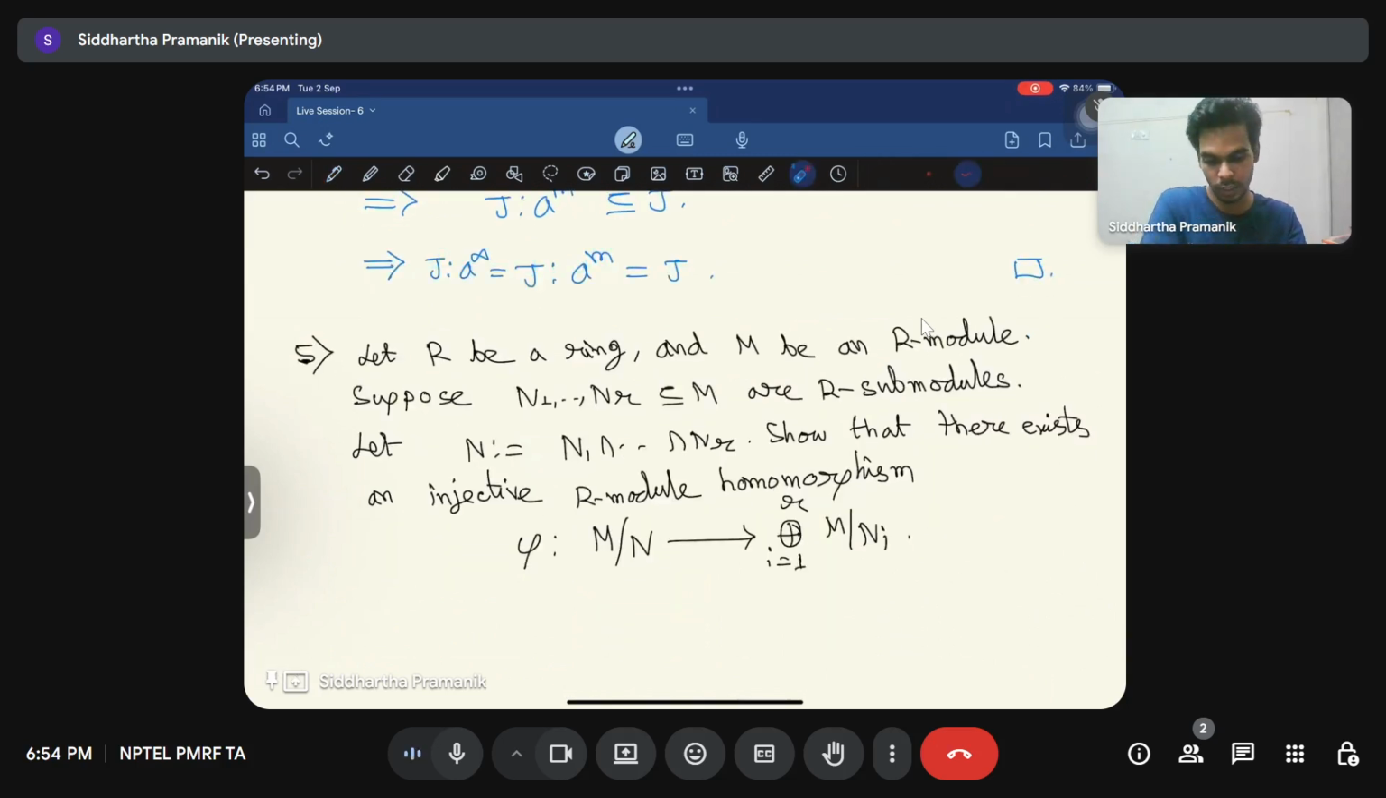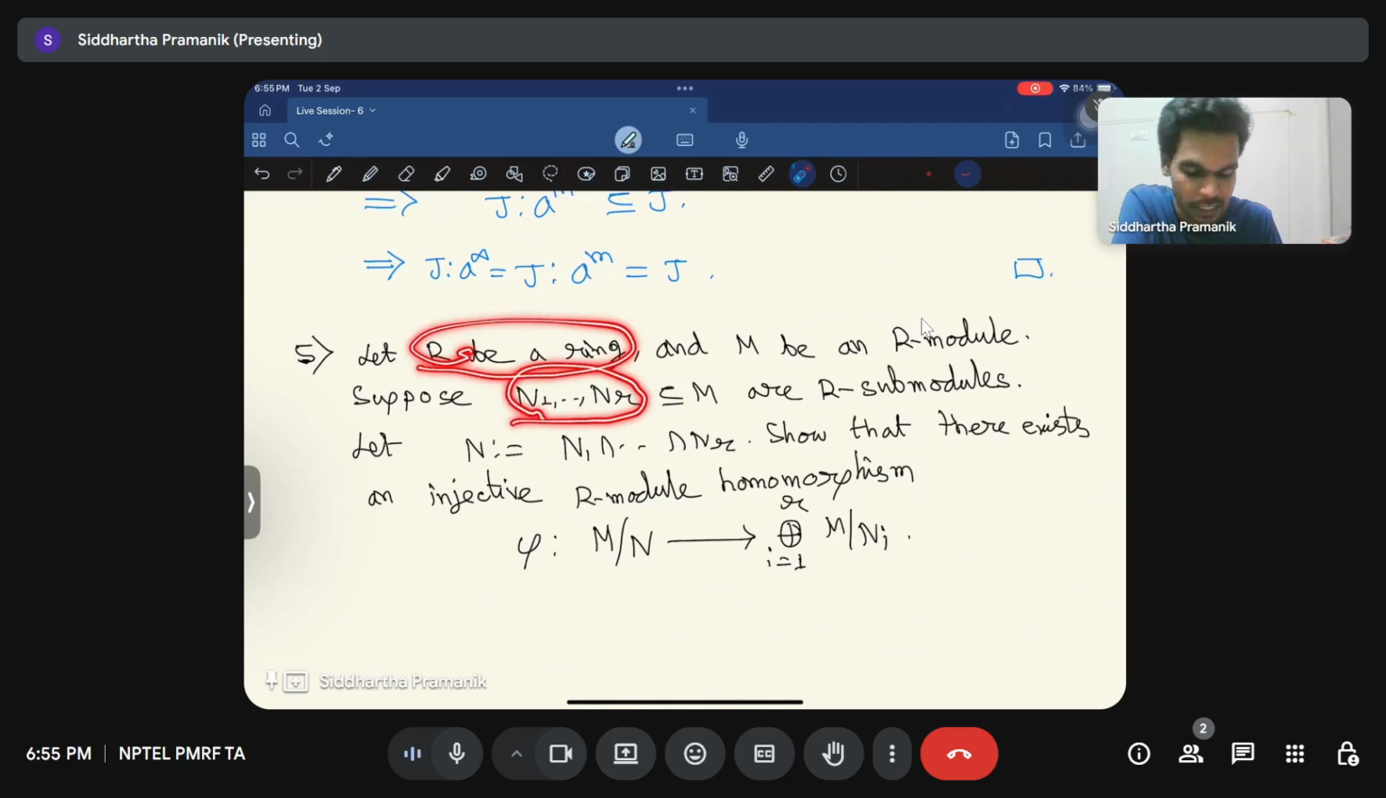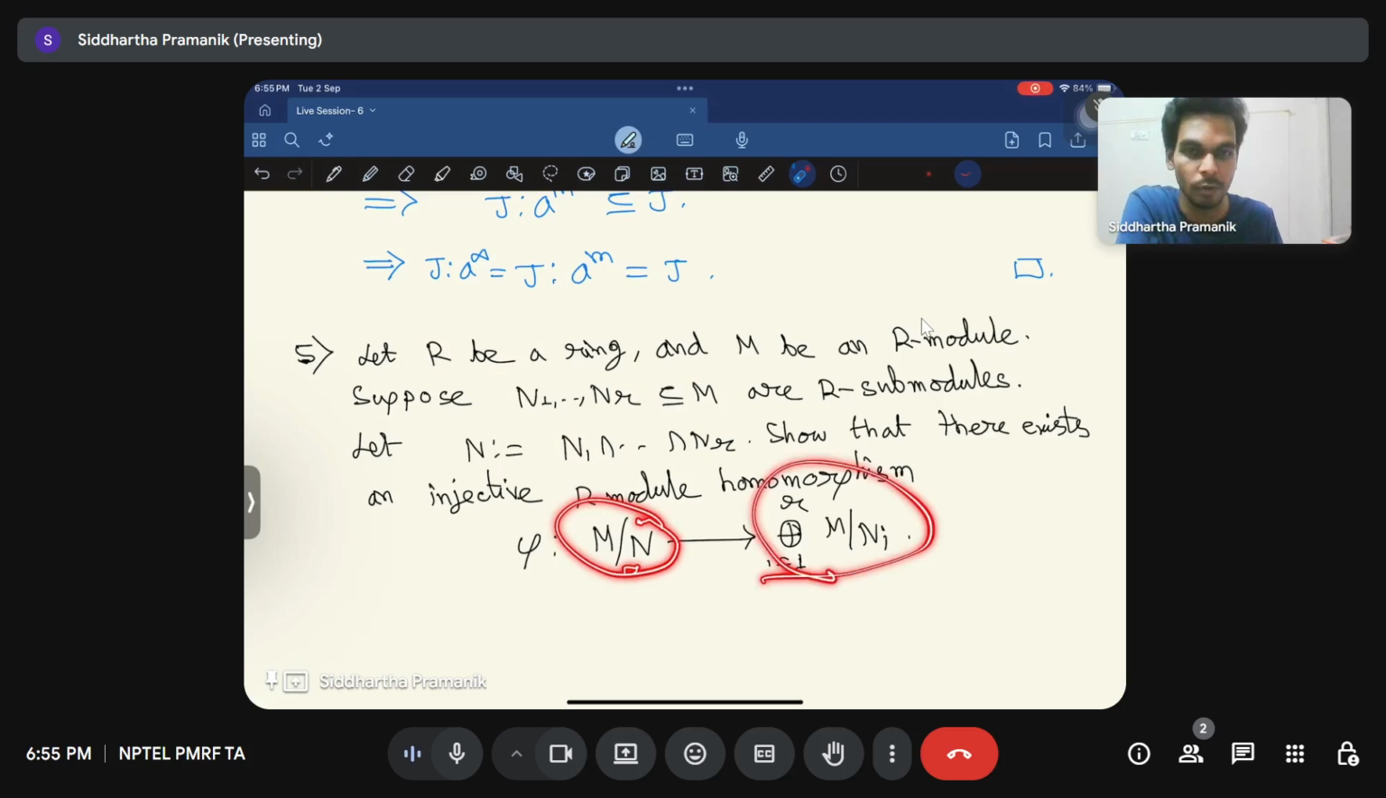Okay, so first let's try to understand what is given and what we have to prove. R is a ring. N1 up to Nr are submodules of an R-module M, and N is the intersection of those submodules. Then we have an injective module homomorphism from this quotient M mod the intersection to this direct sum of the individual quotients.